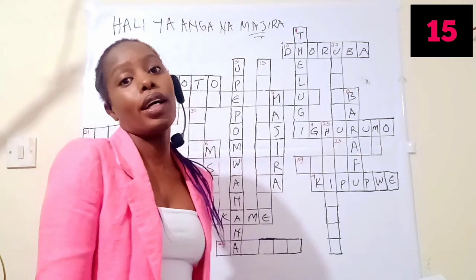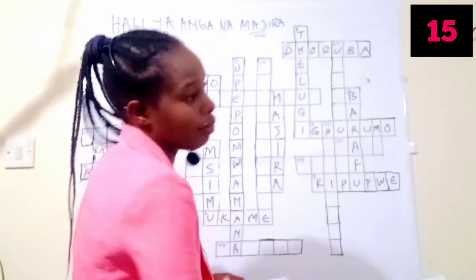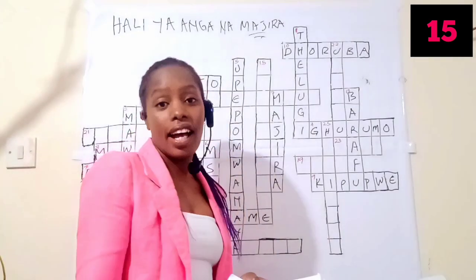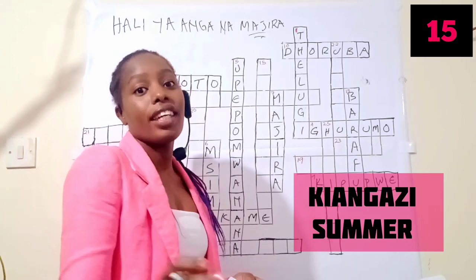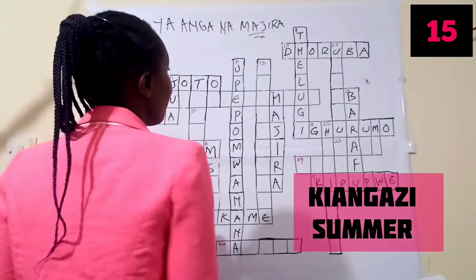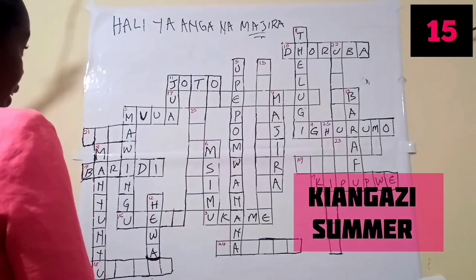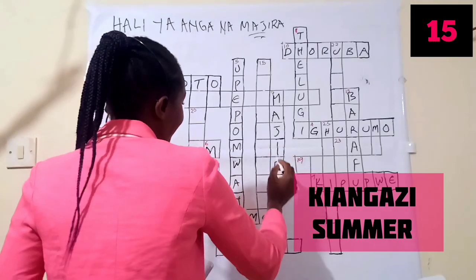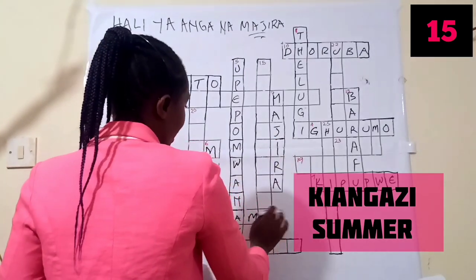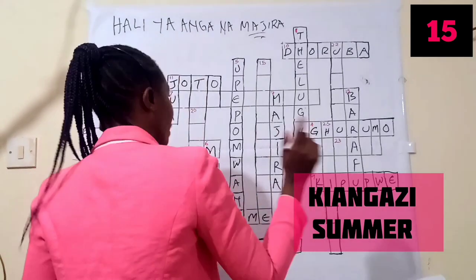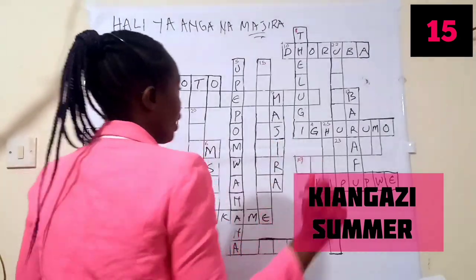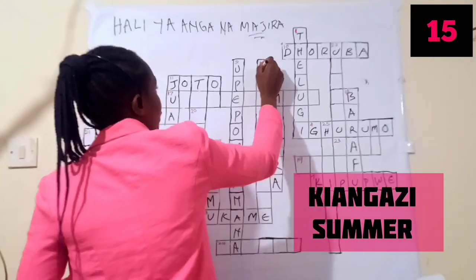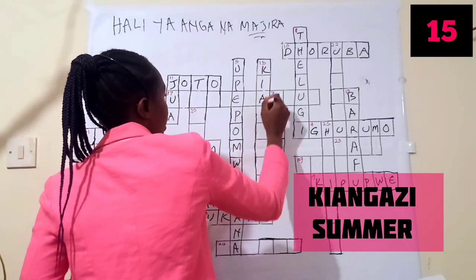Number 15 is summer. How do we call summer in Swahili? Summer is kiangazi. So let's look for number 15. Where is it? Kiangazi, from here, number 15. Let's write and see. This is also a mistake, so just forgive me for today. I'll be making better crossword puzzles.